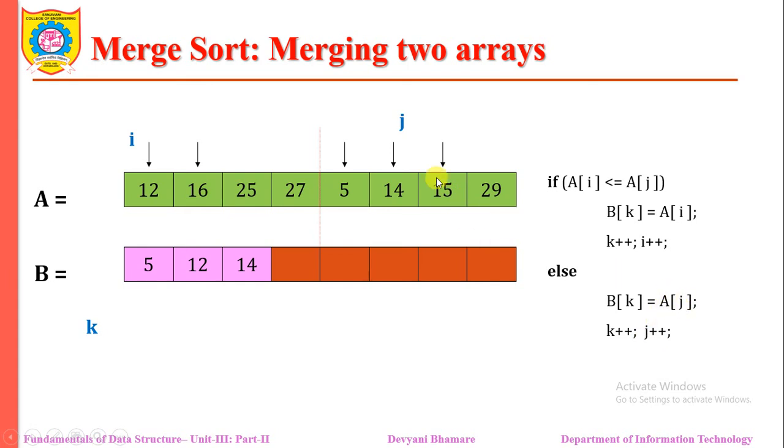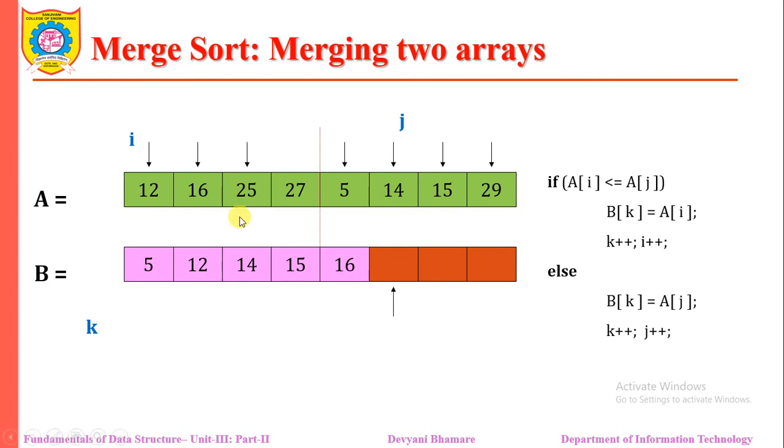So A of j is copied into B of k, and j and k both indexes are increased. A of I is 16 and A of j is 29. Means we have copied the value of A of I into B of k, where I is increased and also k is increased. So 16 has been copied.